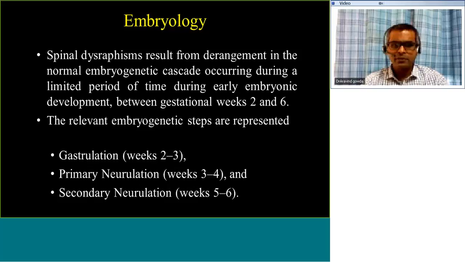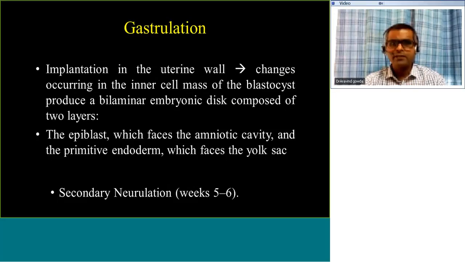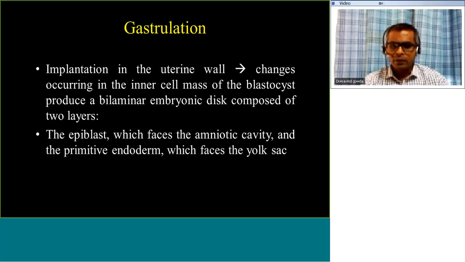First process is the gastrulation, which happens around 2 to 3 weeks of gestation. Second is the primary neurulation, around 3 to 4 weeks of gestation, and third is the secondary neurulation. But all these things will be happening simultaneously in an overlapping manner. So first, coming to the gastrulation, as you all know, gastrulation is a terminology used where a bilaminar embryonic disc becomes a trilaminar embryonic disc.